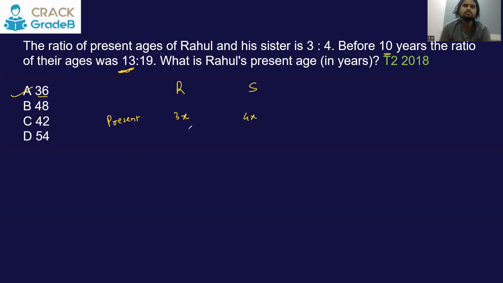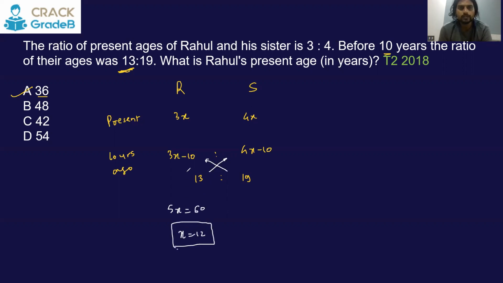Presently, if Rahul is 3x, sister is 4x. 10 years ago, he was 3x minus 10 and she was 4x minus 10. At that time, the ratio between these two was 13 to 19. Again, doing cross multiplication and equating, we'll get 19 3s are 57, 13 4s are 52. So 5x is equal to 6 into 10, 60. X will be equal to 12. So if x is 12, presently Rahul is 12 into 3, 36 years old. Option number A. Easy.